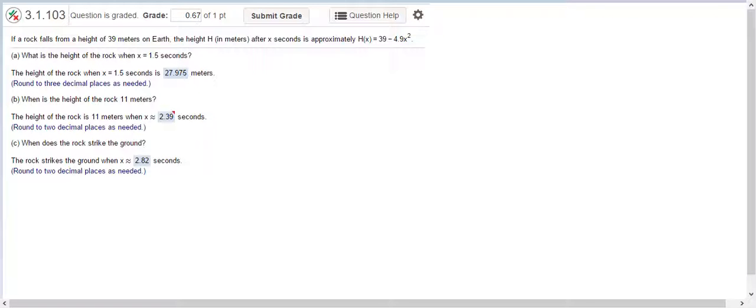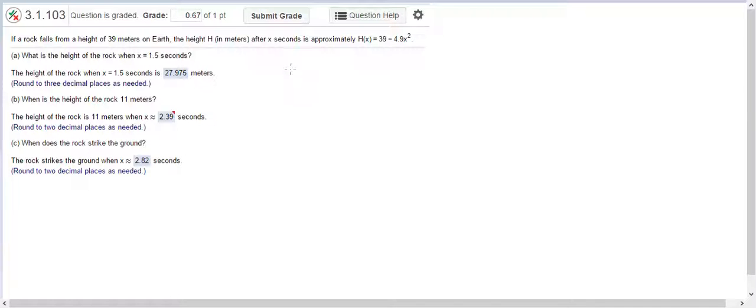Alright, so to solve this question, let's look and see what it's asking first. Of course, the rock falls from a height of 39 meters on Earth. The height after x seconds is approximately h of x equals 39 minus 4.9x squared. And this is actually fact. This is all physics. This is one of the great intersections of math and science, where we can use it to predict the location of falling objects, which is basically how we put spaceships on the moon and bring them back to Earth. Alright, so what is the height of the rock when x equals 1.5 seconds?